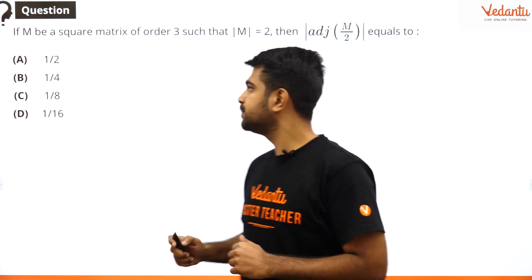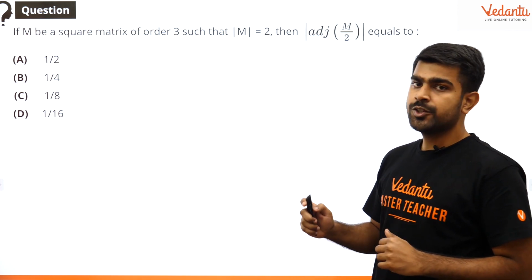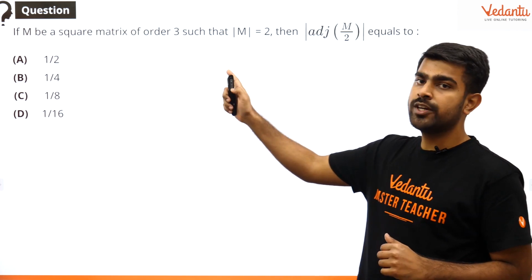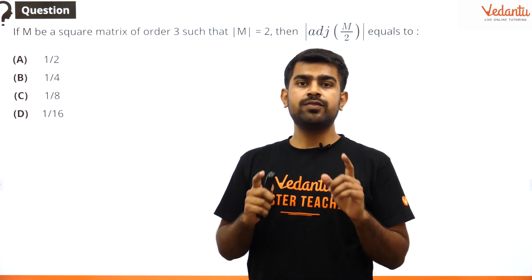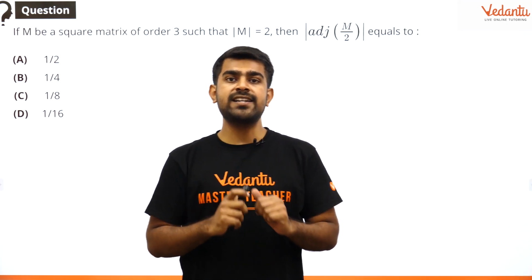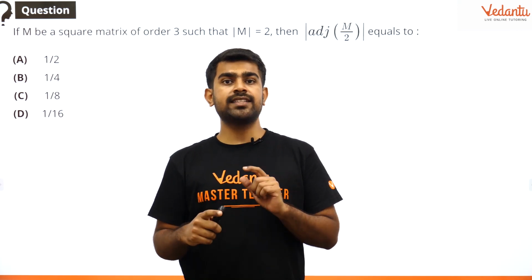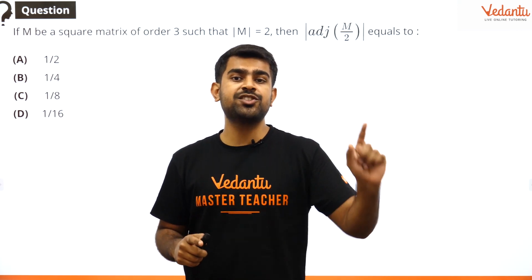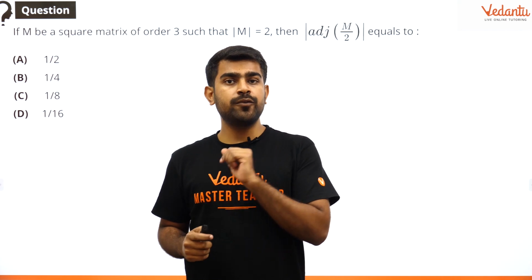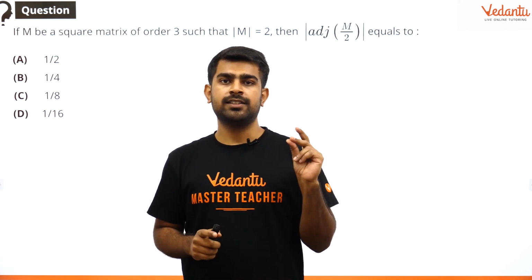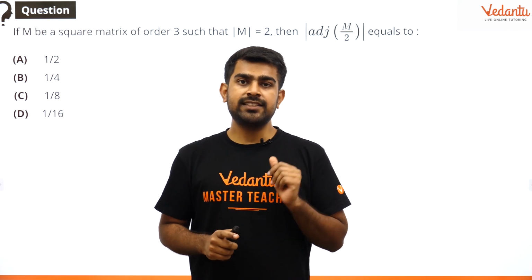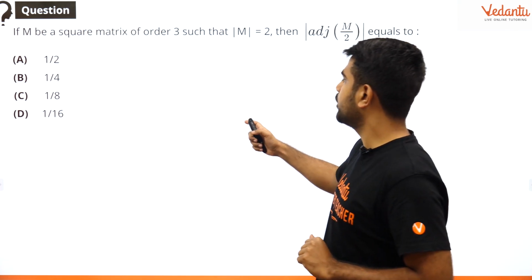Let us get started. So what is given here? Here you have a matrix M, which is going to be a square matrix of order 3. And the information given here is that the determinant of matrix M is equal to 2, and they are asking what is the determinant of adjoint of M by 2. So if you watched the lecture on matrices, you will solve this in a few seconds. Let us see how.